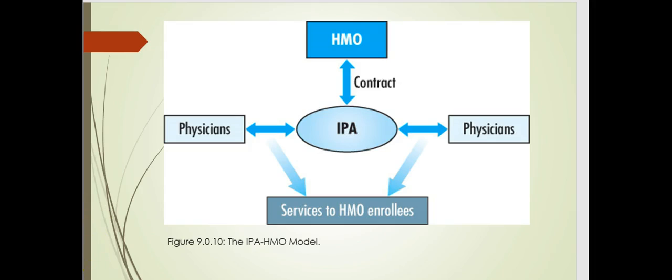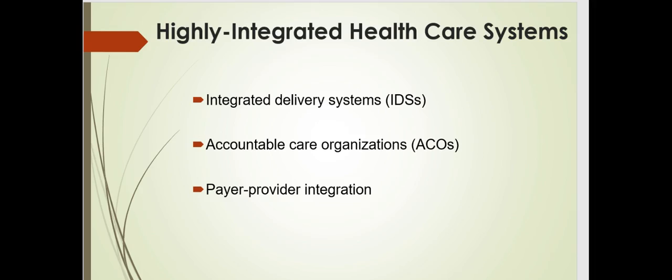Next, I'm going to cover highly integrated healthcare systems. So let me just find the slide. When we're talking about highly integrated healthcare systems, these generally include a hospital, a physician component, and at least one system-wide contract with a payer, such as Medicare or an MCO. We have three that we're going to be covering: integrated delivery system, IDS, accountable care organization, and payer-provider integration.